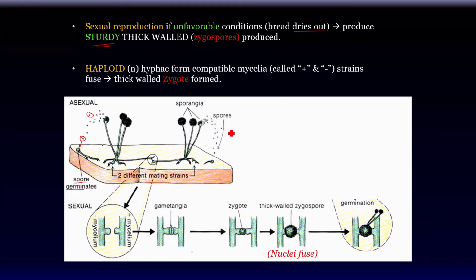Maybe the next bread comes from a shopping spree, and then people bring bread and put it in the fridge, and until that time they produce these sturdy spores. These sturdy spores are thicker walled, and these are called zygospores. Okay, and the factory produced is the zygospore factory, so to speak, right?